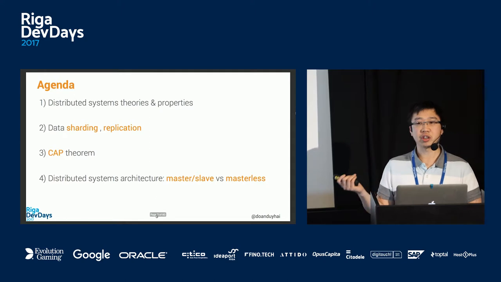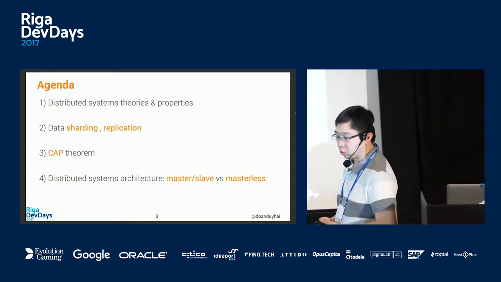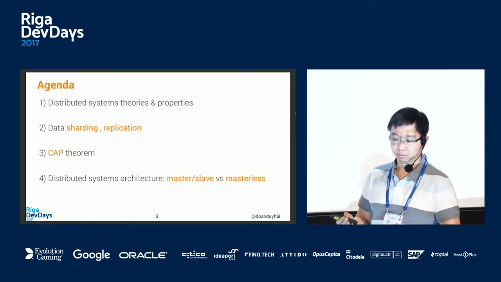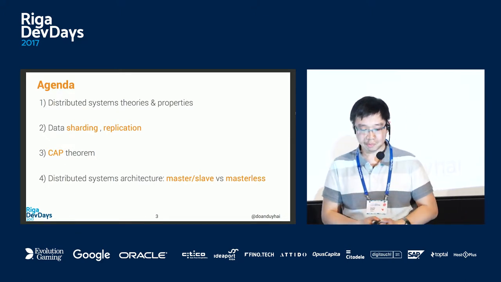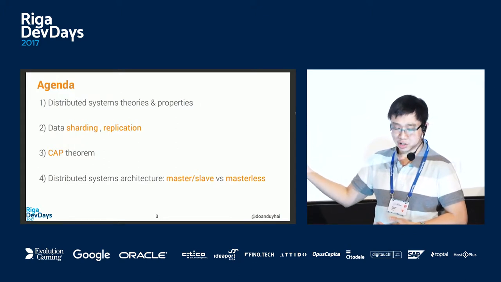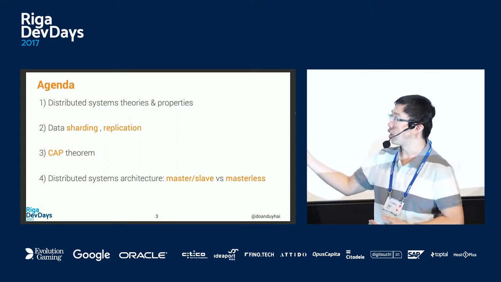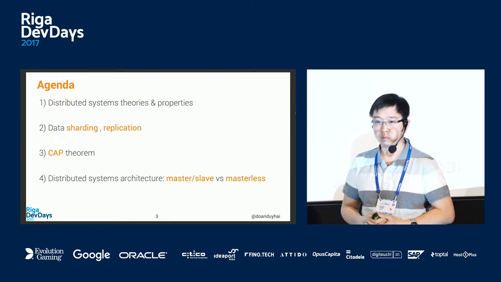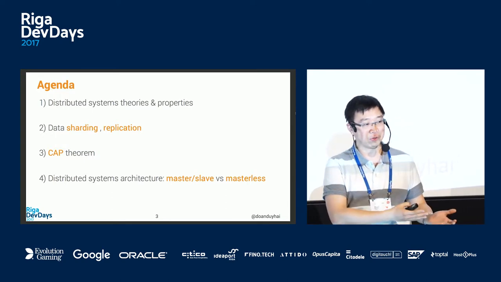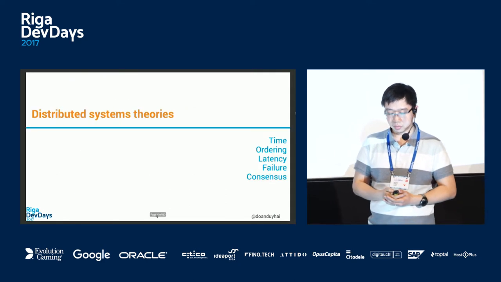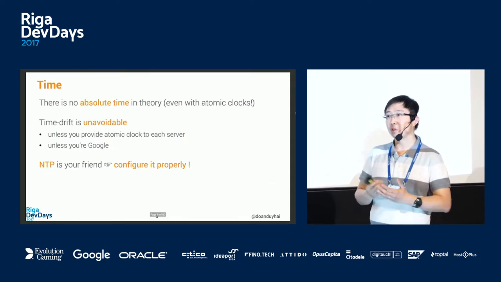So this is the agenda for this morning. I will start by introducing all the theories and properties about distributed systems. Then I will talk about data sharding, replication, the CAP theorem, and we will finish by comparing the two major architectures in distributed systems, which are master-slave and masterless. So, let's talk about the theory.